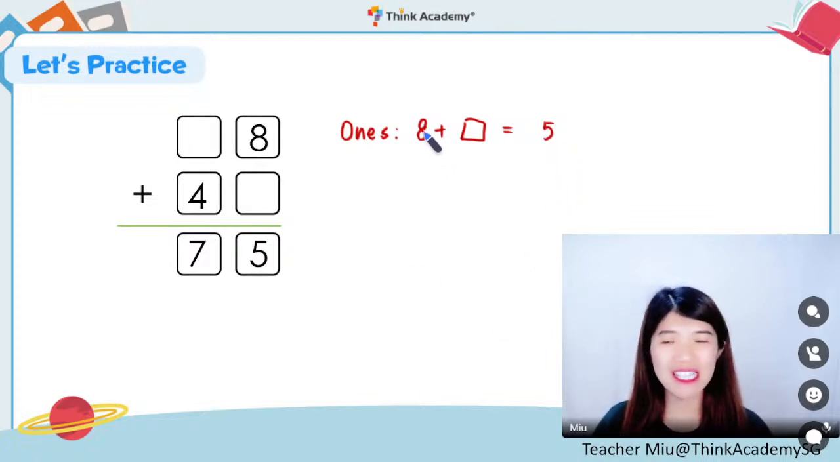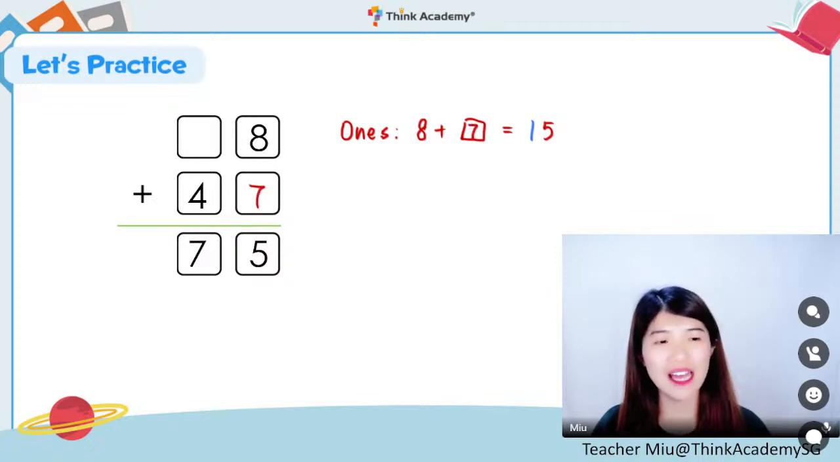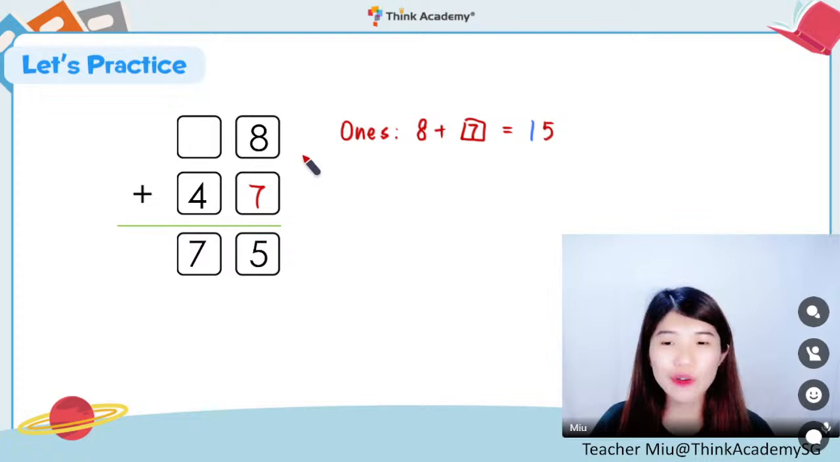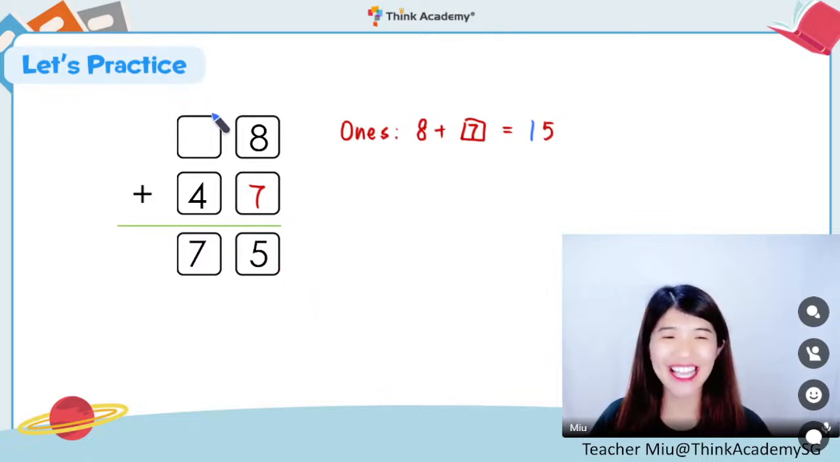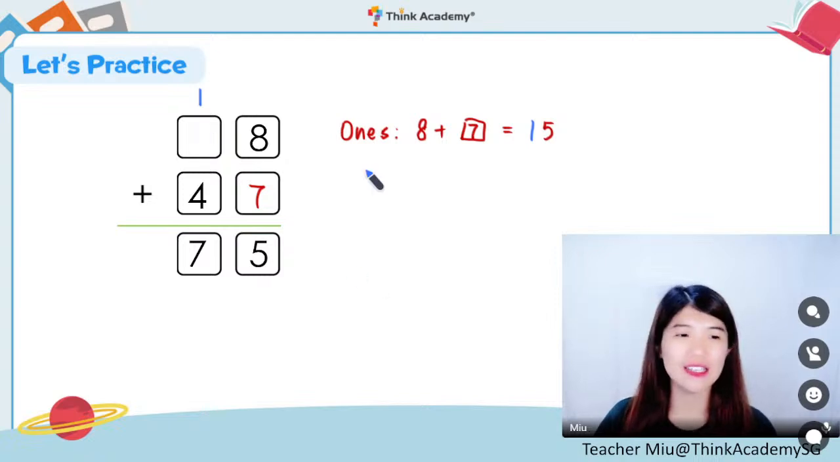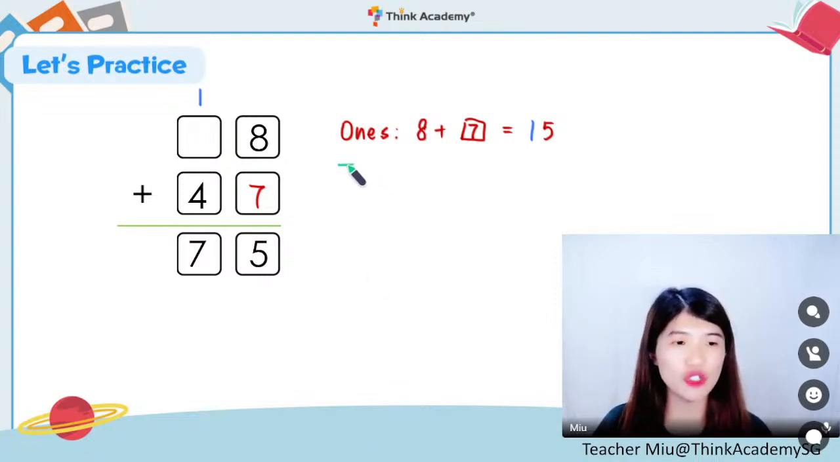Which means that it's not 8 plus a box gives you 5, but 8 plus the box gives you 15, right? So that must be 8 plus 7 that gives you 15. So inside the box is the 7. Don't forget, now you have more than one digit, that is actually 15 here. Don't forget about the carryover on top for the tens place. So for the tens place, it's no longer a box plus 4 equals 7, but a box plus 4 and the carryover 1 that gives you 7.